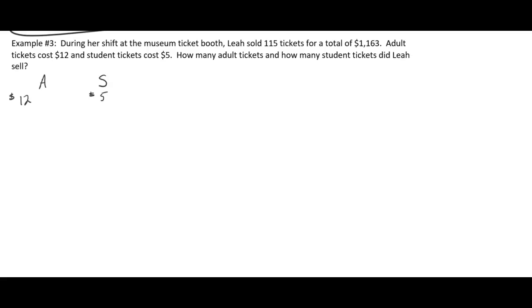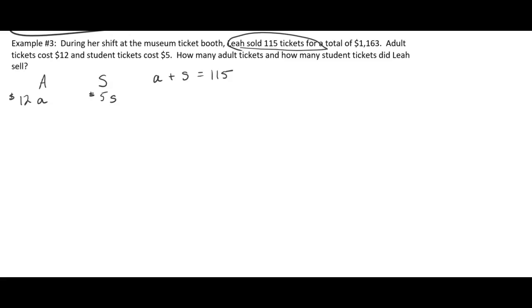Well, we don't know. So we can say A for adult, right? So they sold A adult tickets. Now, what will the representation be for the student tickets? Well, you might think I'll just use S, but there's a clue here. I can put S temporarily. So the number of adult tickets plus the number of student tickets has to equal 115. And that comes from right here. Leah sold 115 tickets, so together that has to equal 115.